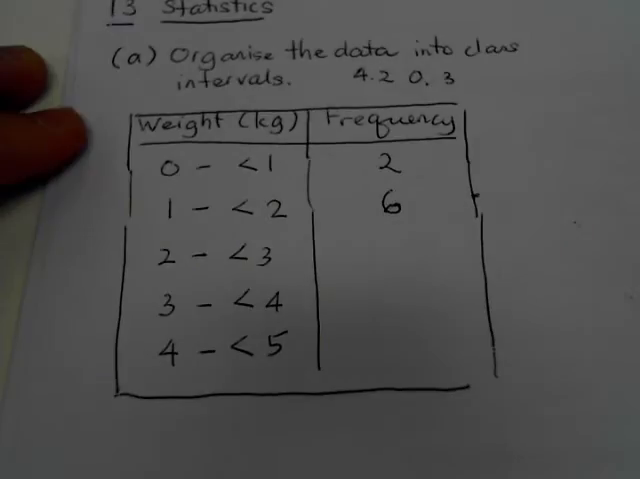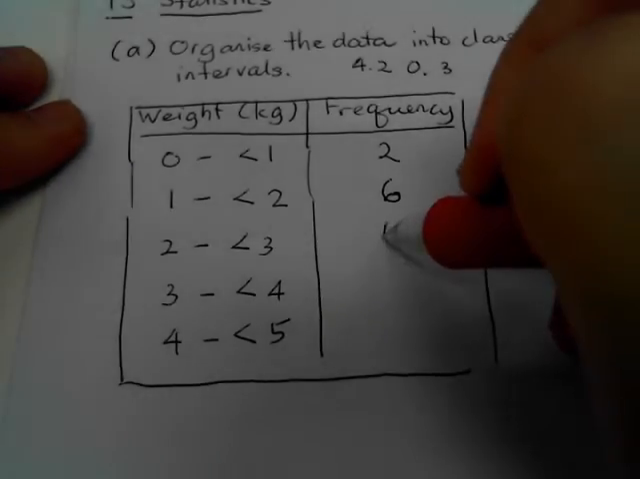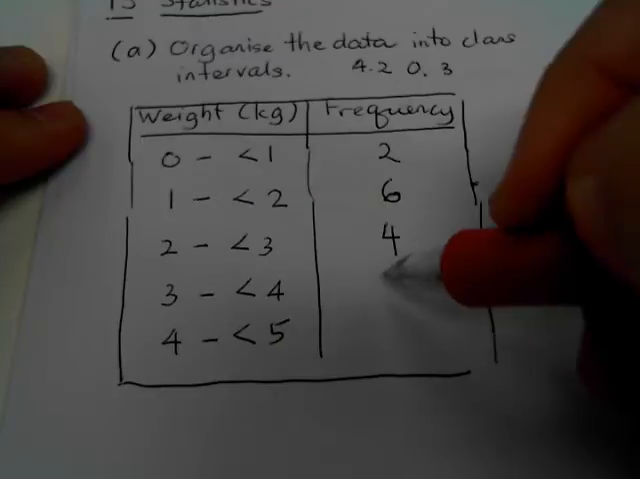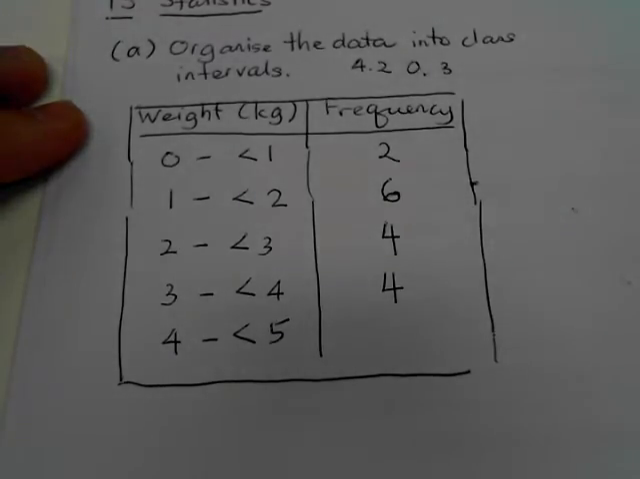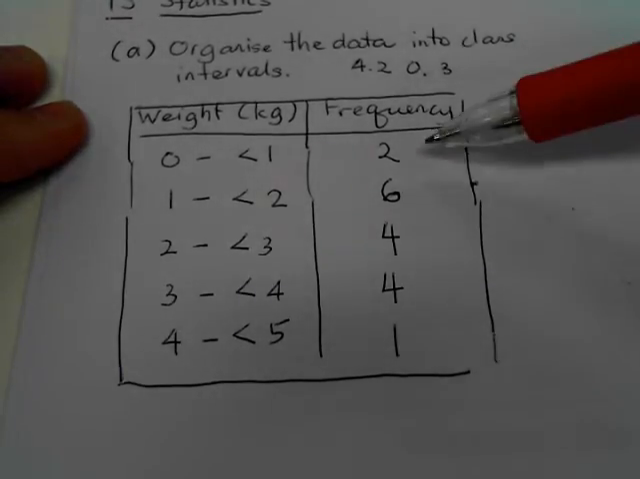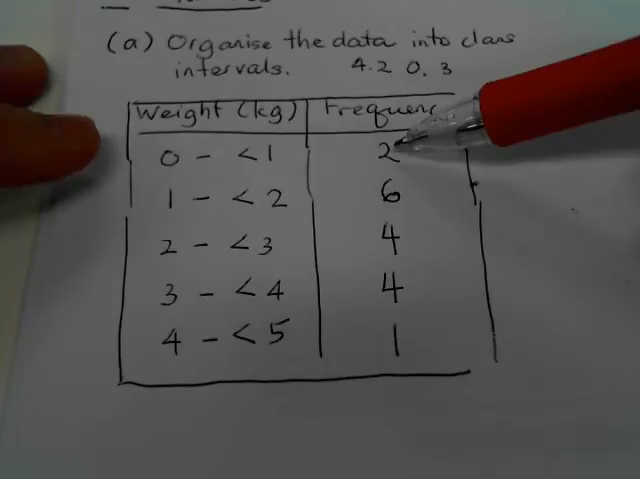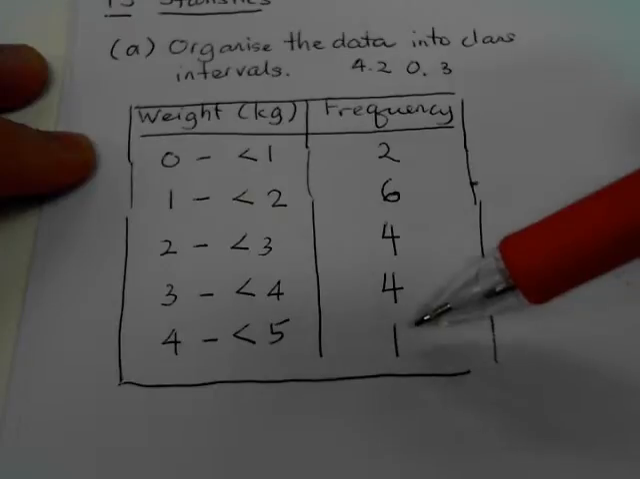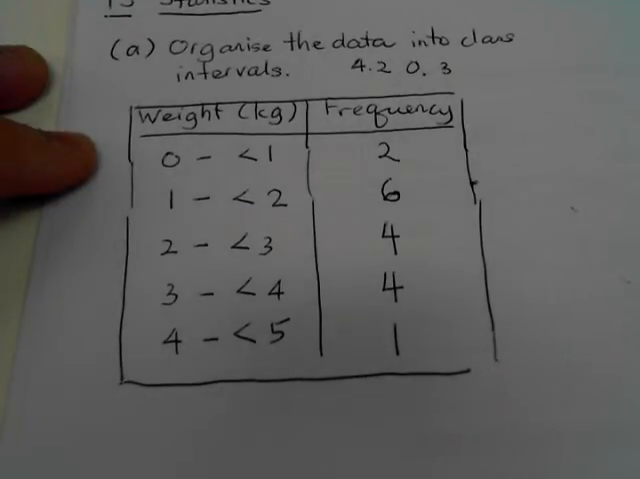What about 2 to less than 3? Can we start counting? 4, good. I heard 2 people say 4. What about 3 to less than 4? 4 as well, good. And 4 to less than 5, how many would that be? Just 1, good. So as we can see, the frequencies, if we add together 2, 6, 4, 4, and 1, that will give us 17 in total. So if you count the data, you will have 17 pieces of data in that particular example.